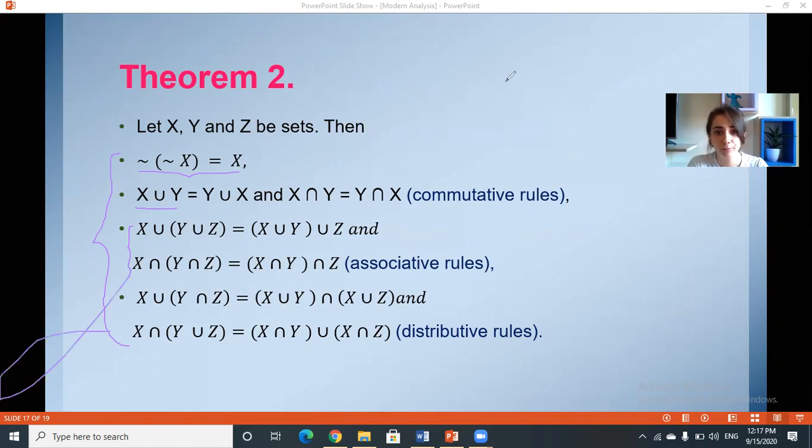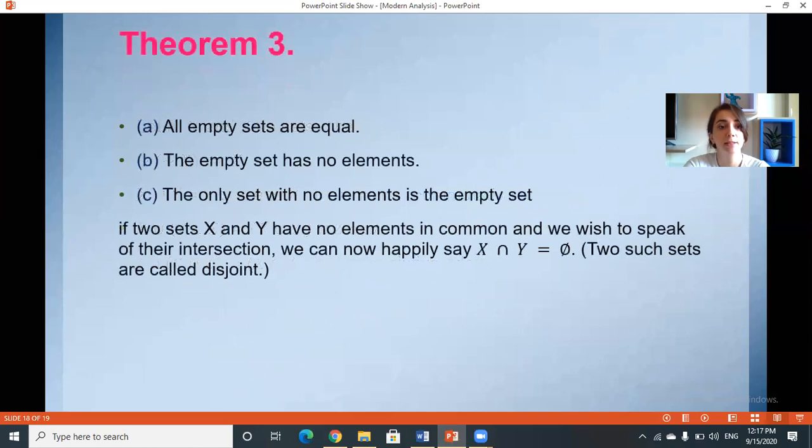We just multiply, let me say, find the union of x with y, then intersection, and the union of x with z. And this is true for the intersection also. Next slide. The theorem about the null set. Okay, here we have three options in the theorem. Let me say it like that.